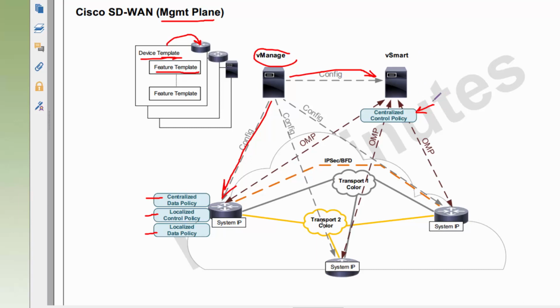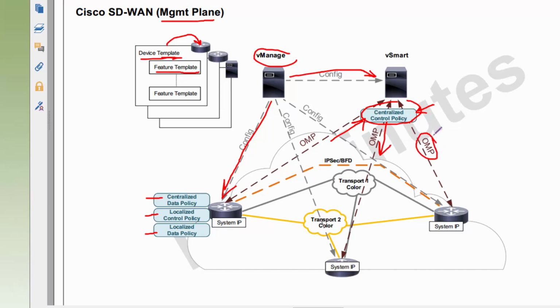Centralized control policy is probably the easiest to remember. Centralized control policy controls how routes are learned and advertised. So learned and advertised to and from vSmart over the OMP session.